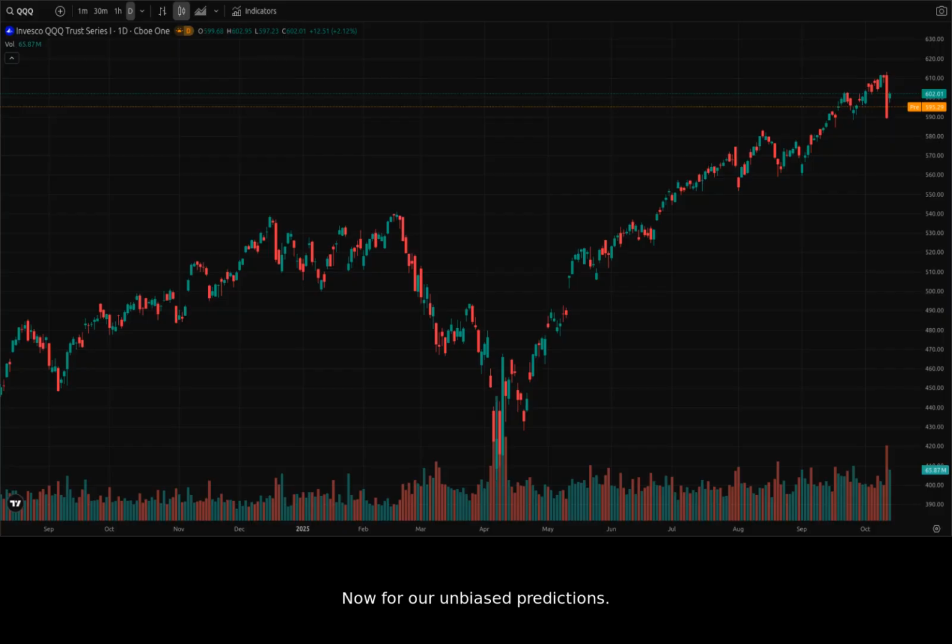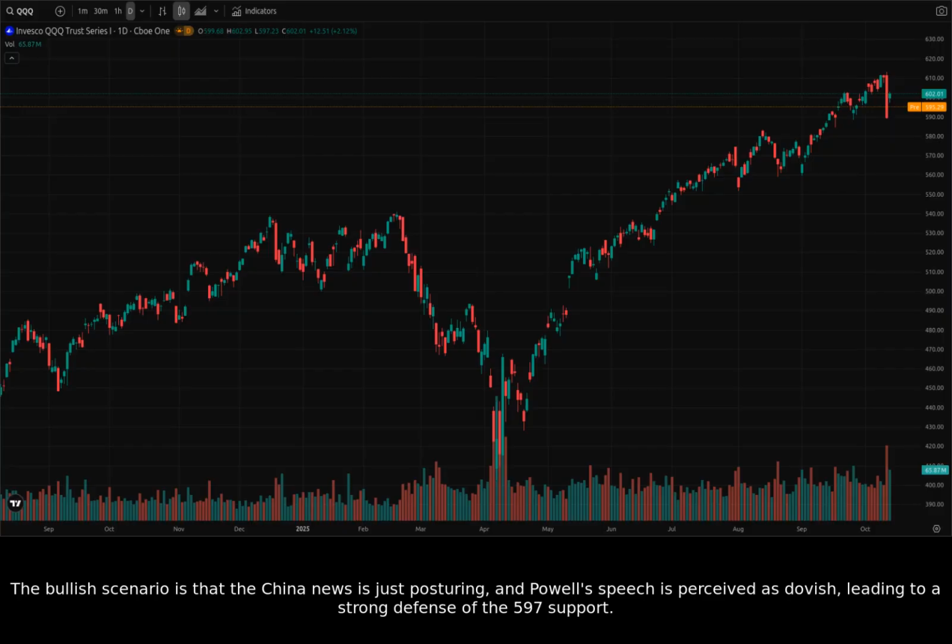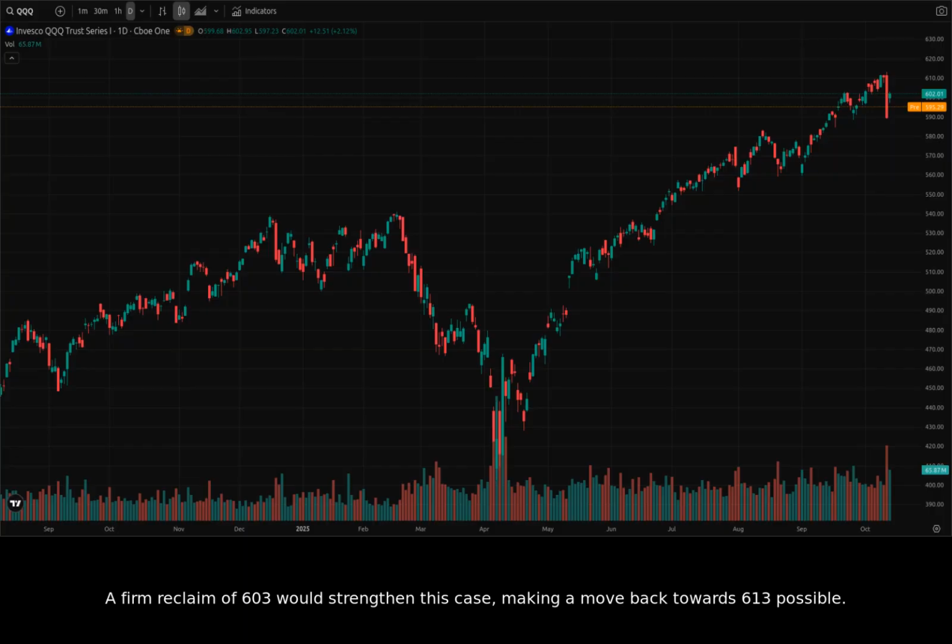Now for our unbiased predictions. The bullish scenario is that the China news is just posturing and Powell's speech is perceived as dovish, leading to a strong defense of the 597 support. A firm reclaim of 603 would strengthen this case, making a move back towards 613 possible. Given the current negative headlines, I'd assign this a 40% probability for the short term.